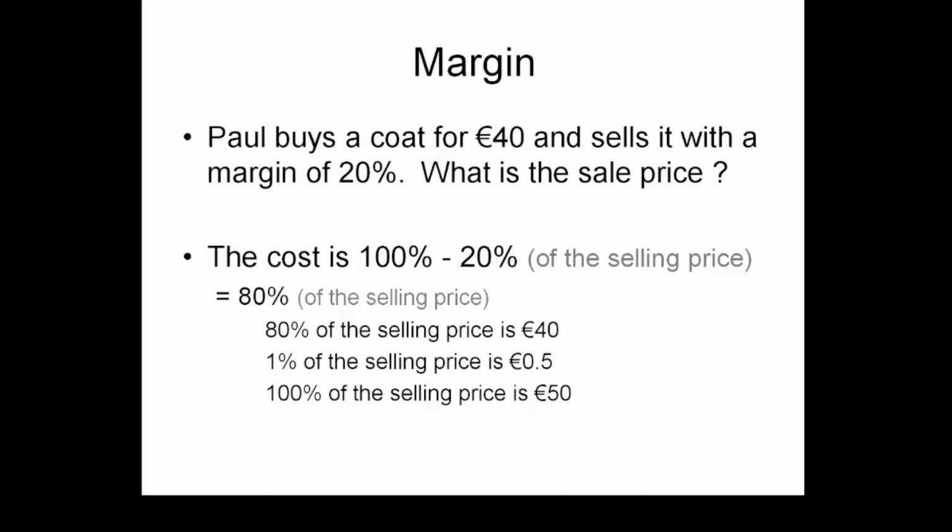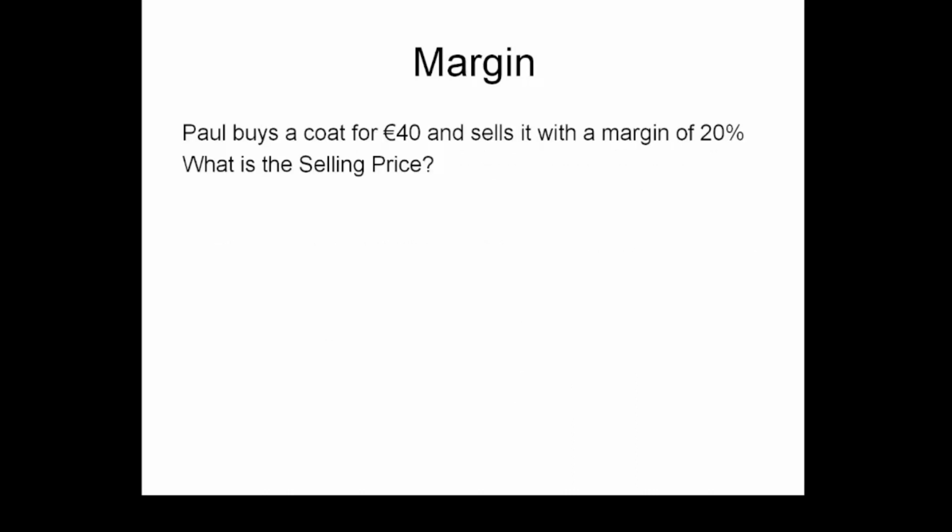So from the last example, we can see that we're finding 80% of the selling price is €40. We're given 80% of the selling price. We want to find 100% of the selling price. So we use the unitary method to go from 80% of the selling price to 100% of the selling price. So in this example, you go from €40 down to half €1 and back up to €50.